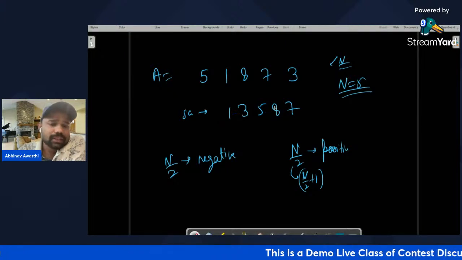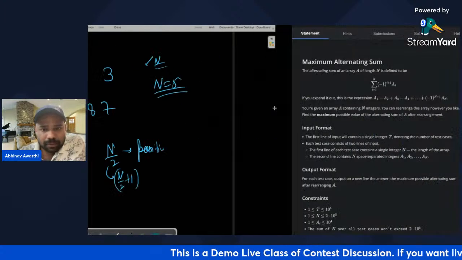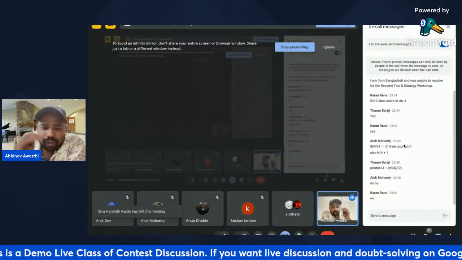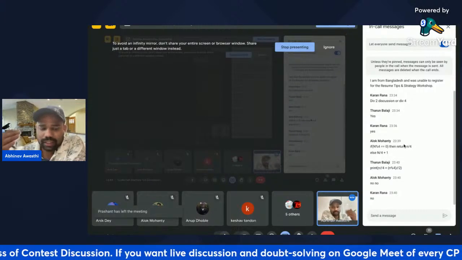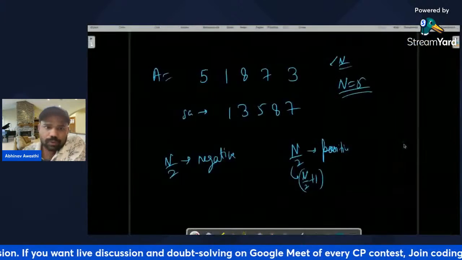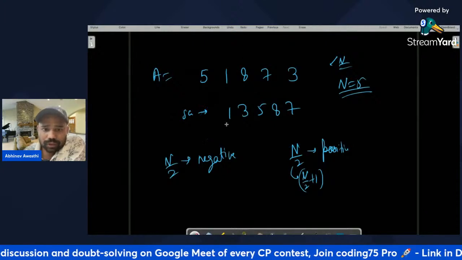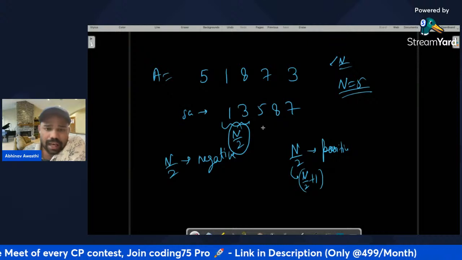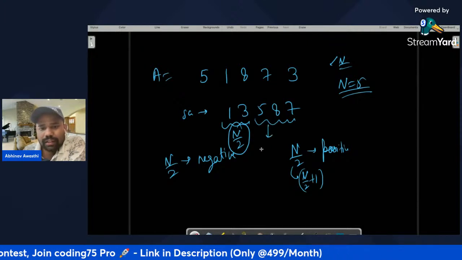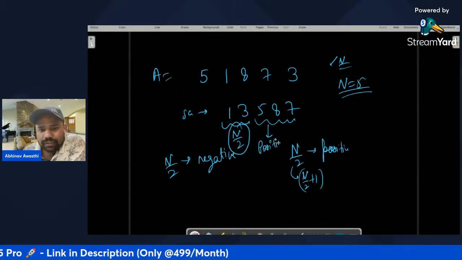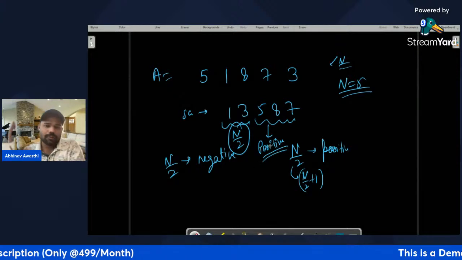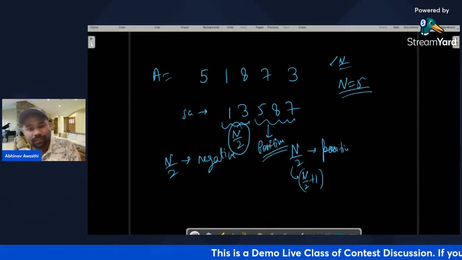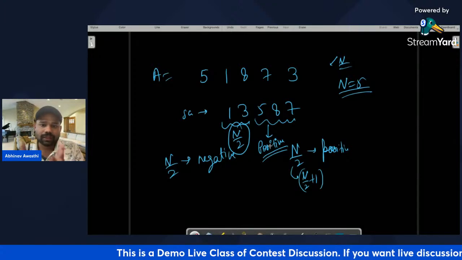So to which numbers will you assign the negative sign? Can anyone tell me? The numbers which are minimum, which are smaller, right? To the smaller numbers, you will assign the negative sign. So what you will do after sorting this array, for the first n by 2 numbers, you will assign the negative sign. And for the remaining numbers, you will assign the positive sign. That's it. For the first n by 2 numbers, you will assign the negative sign. And for the remaining numbers, you will assign the positive sign.